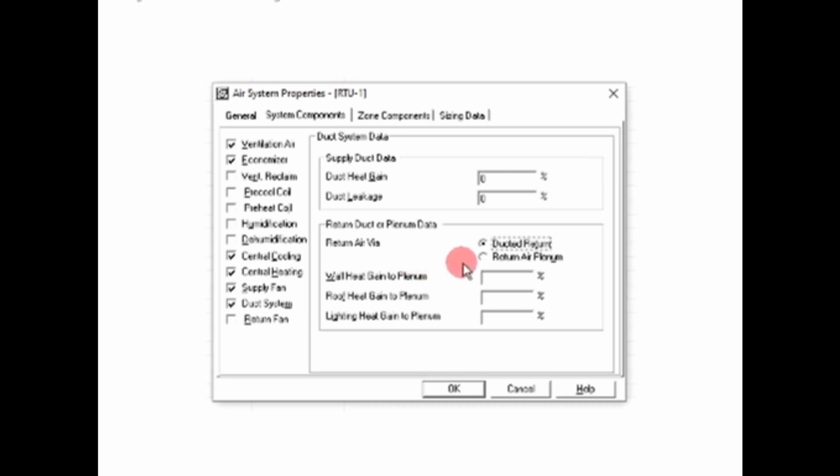But if you have the return air as a plenum or above ceiling as a plenum, it means that the wall heat gain and roof heat gain and lighting heat gain would impact the temperature of the return air, because the return air goes back from the space into the above ceiling plenum, and the other heat gains of wall, roof, and lighting would impact the temperature of the return air going back to the unit. Basically, it increases that level. So there's a percentage of the heat gain from each of these components of the building that has to be put here.